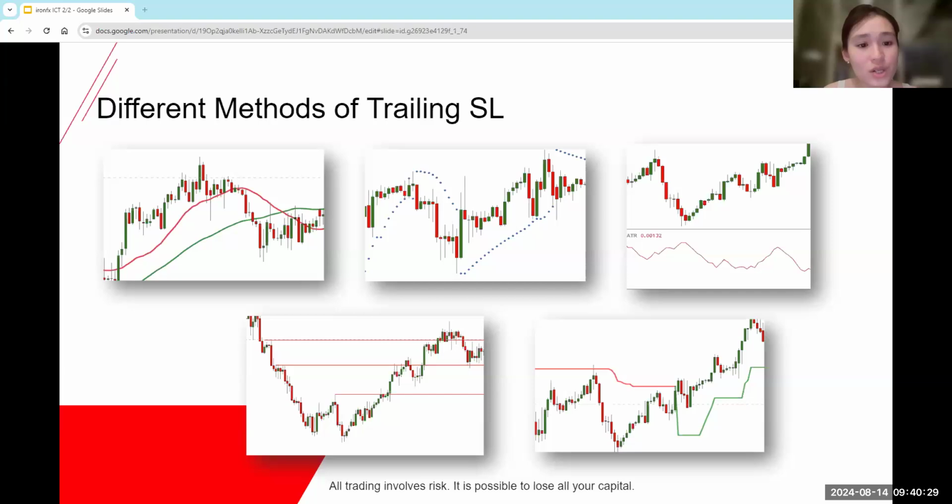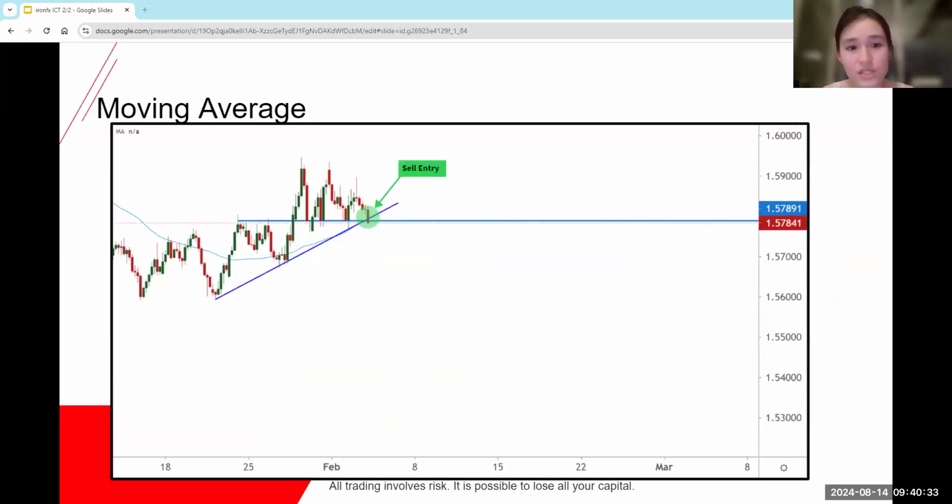Okay, so let's talk about the first example, where we are using moving average. So here you can see price moving in this ascending trend line, right? We have three touches. Price is making higher highs and higher lows. So we're expecting price to continue in this ascending trend line. But when you see price break out of that trend line, that's an indicator that price might continue moving in a bearish direction, or in a downtrend.